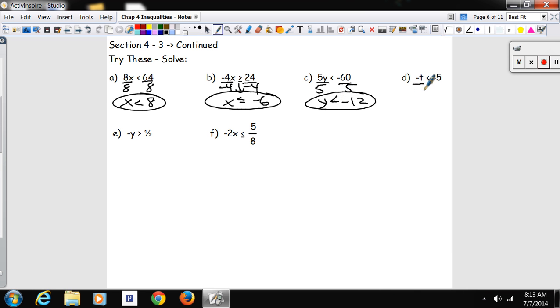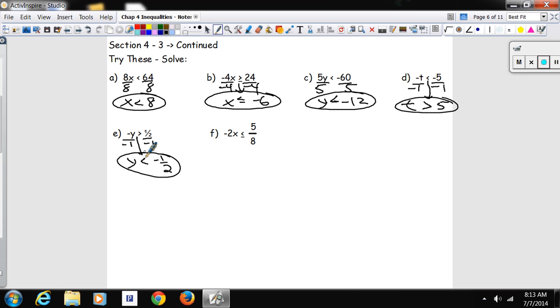D is like a -1 in front, so you got to divide by -1. So T is now going to be greater than 5. So any number greater than 5 would actually work in there. You had to switch those signs. You divided both sides by the negative number, so you had to switch them. E is the same thing. You're going to divide by -1. So you're going to get y, and now you're going to switch this greater than to less than, and you'll get -1/2. Y is less than -1/2. When you divide both sides by the negative, you have to switch or reverse that sign.